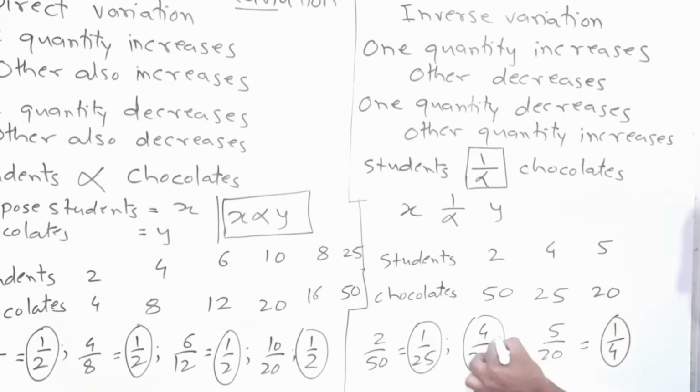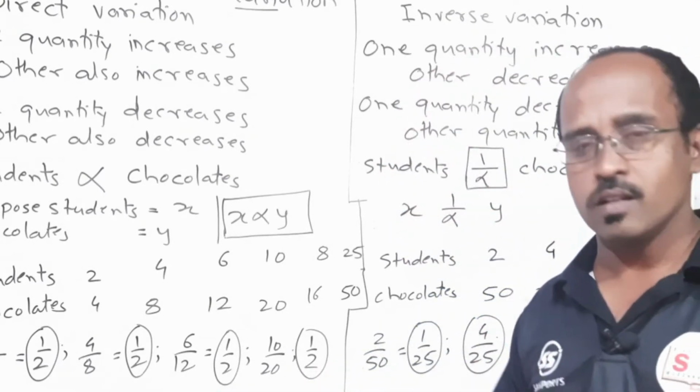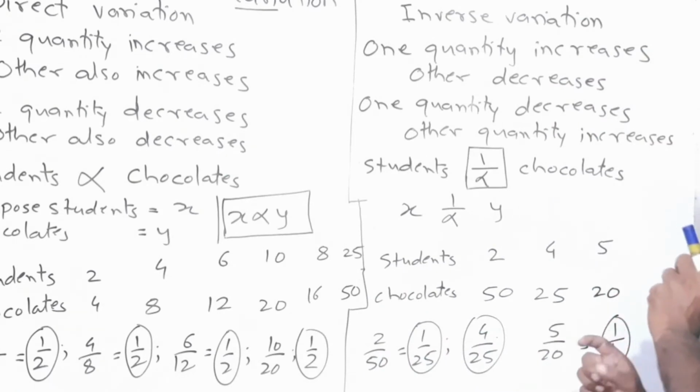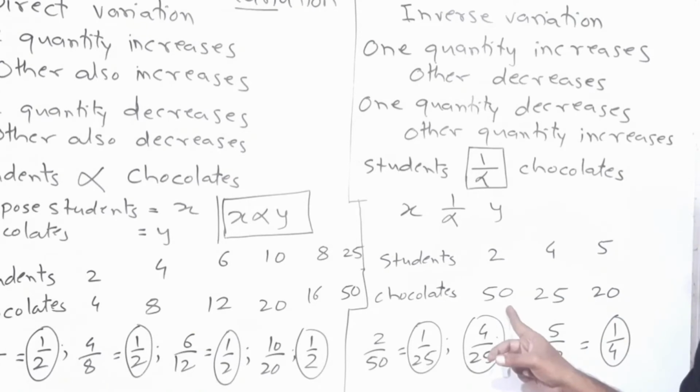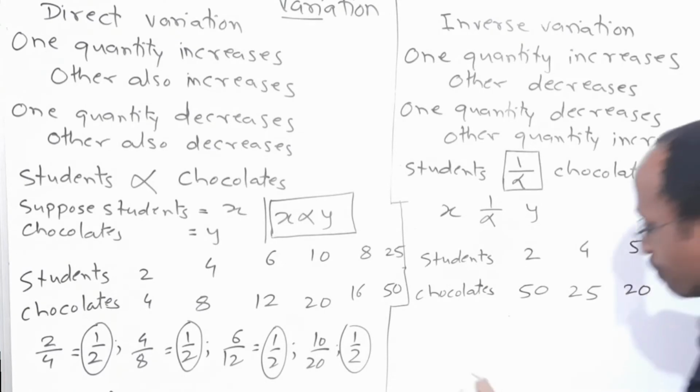So this 1 upon 4, 4 upon 25, 1 upon 25, are they equal? No. Means in inverse variation, such ratio or fraction is not constant. Then what is constant? There is one constant, and that constant is the limited number of chocolates. See, 2 into 50, 100 chocolates. 4 into 25, 100 chocolates. 5 into 20, 100 chocolates. Means in the case of inverse variation, multiplication of these two quantities is always constant. So what is constant? Product.